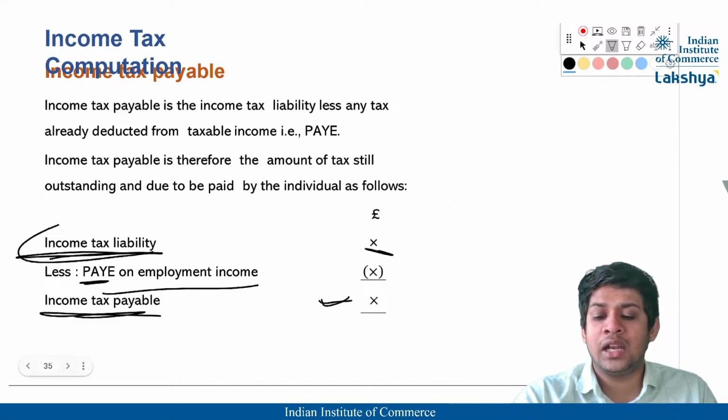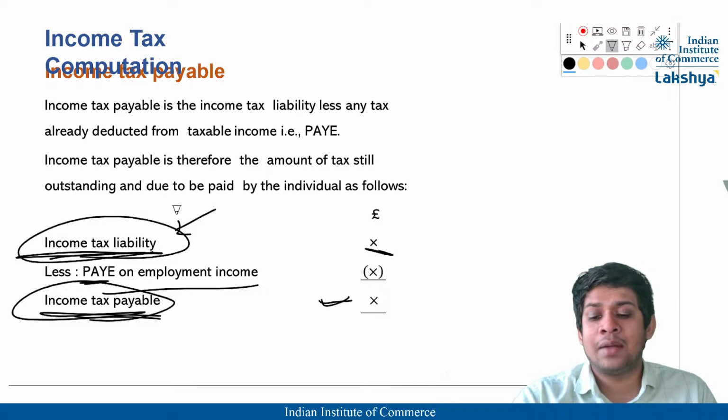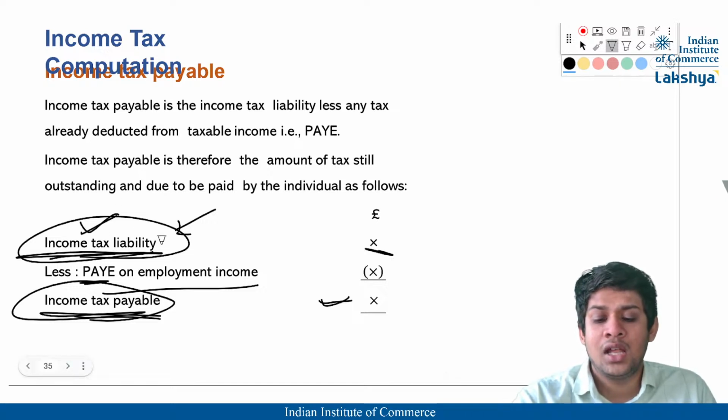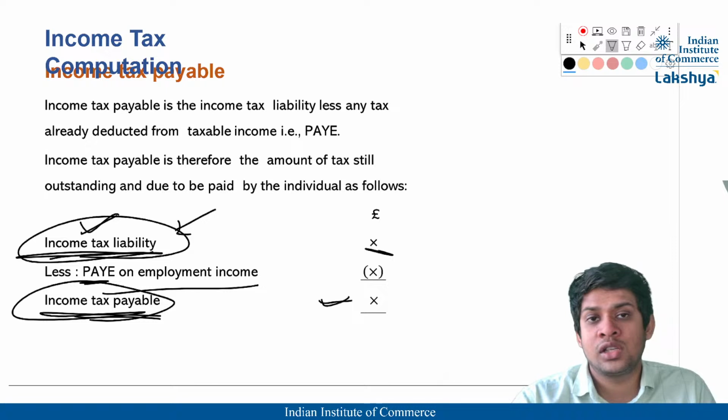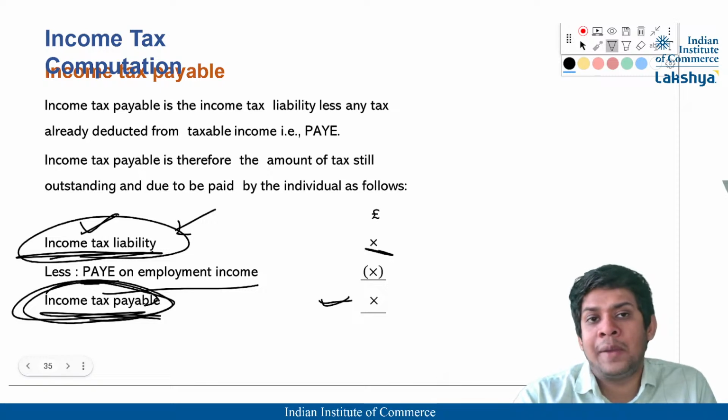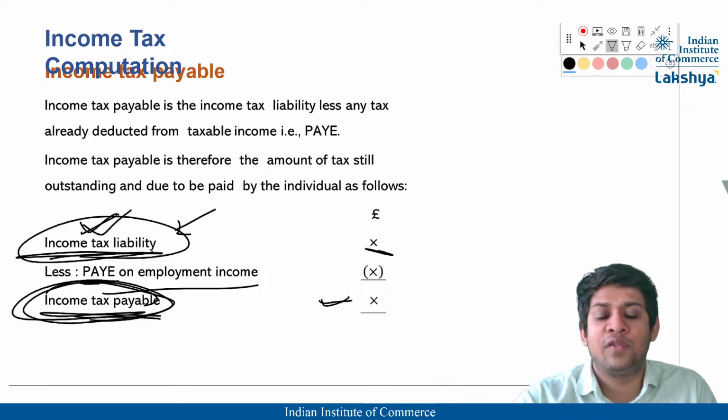Now what is the difference between income tax liability and income tax payable? Income tax liability is the liability that falls upon me, which is calculated or computed using my incomes for the year. And income tax payable is the amount which is actually to be paid to the government. So income tax liability is calculated using my incomes for the year, and the amount that is payable is only this much because I have already paid a certain amount, correct? So these could be different.